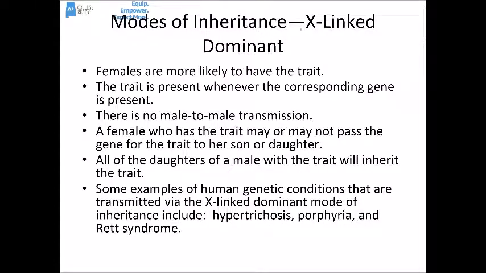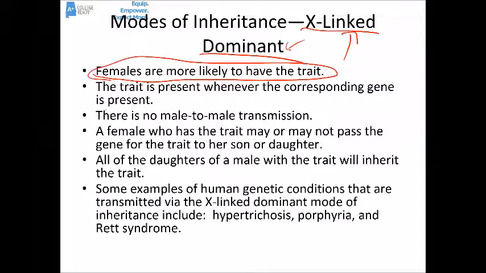So let's talk about X-linked dominant traits. So the genes for these are on the X chromosome. You only need 1 allele to express the trait. Turns out females actually are more likely to get these traits. And the reason for that is that they have 2 X chromosomes, 2 opportunities to inherit it. They could inherit it from dad, they could inherit it from mom. Either way works. So the trait's present whenever the gene is present. Again, that's because it's dominant.